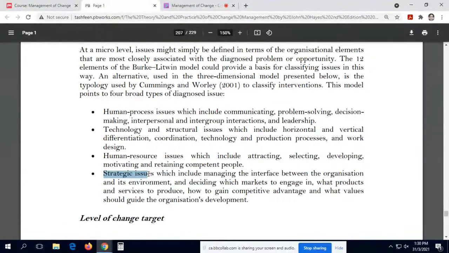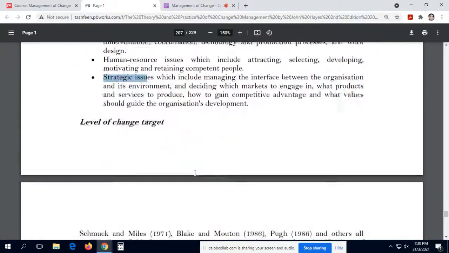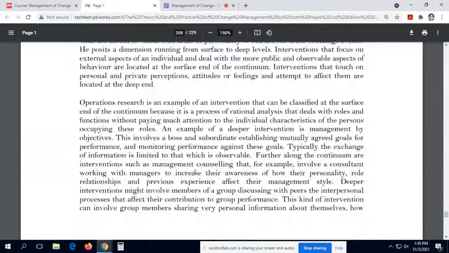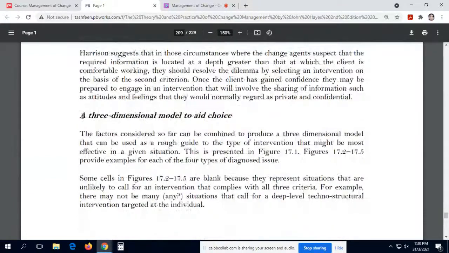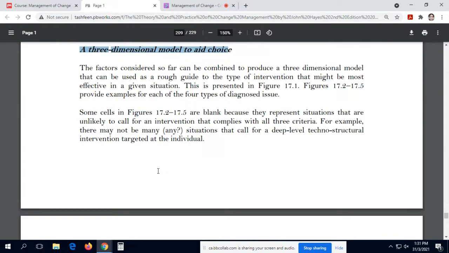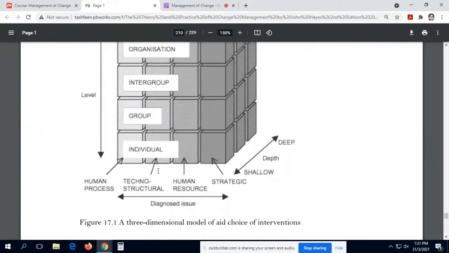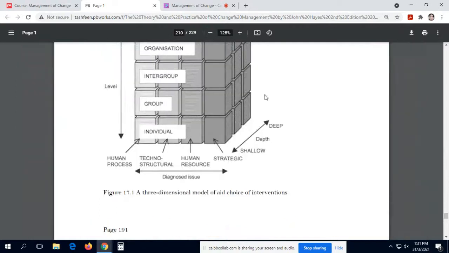It was in a box format, but in this chapter they are just writing it down for you. Read this with a little care. The 3-dimensional model to aid choices. Please read this section, all of this. I can take you through with maybe one or two pictures.